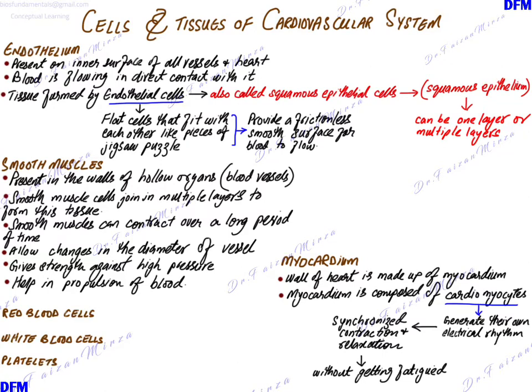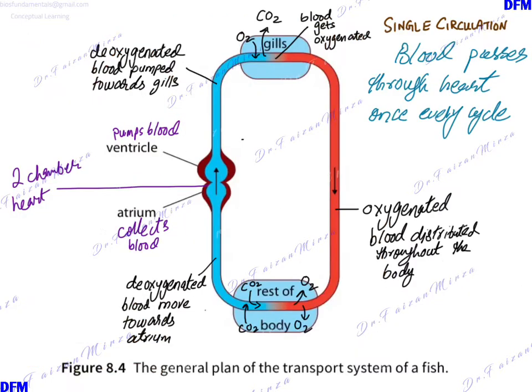I'm covering the idea of cells and tissues that make up your cardiovascular system. So starting off with the tissues, which are of immense importance for the functioning of the cardiovascular system. Which cells are present, which tissues are present, that's what I'll be covering in this video.